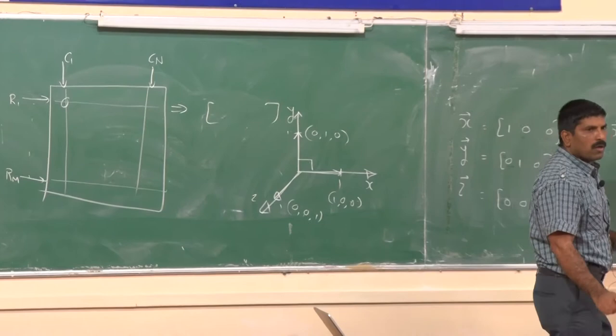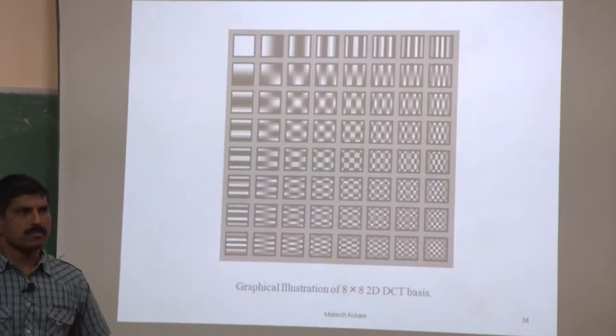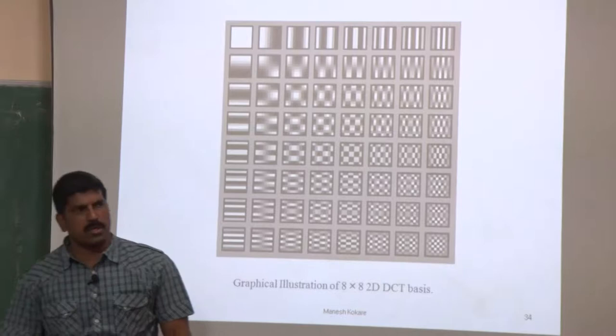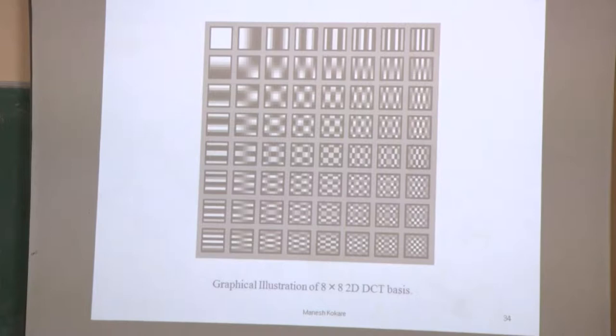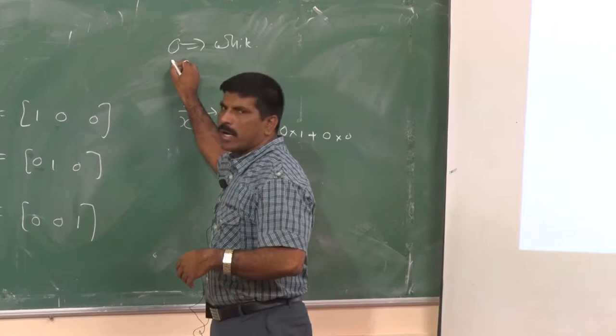Okay, now see that this is the graphical illustration of the 8x8 two dimensional DCT basis functions. Now see what happens with this one. When u is equal to 0, v is equal to 0, so for example, this is u and this is v, at that time what kind of frequency component are you going to find? 0 means it is DC. Consider 0 as white and 1 as black, or vice versa.